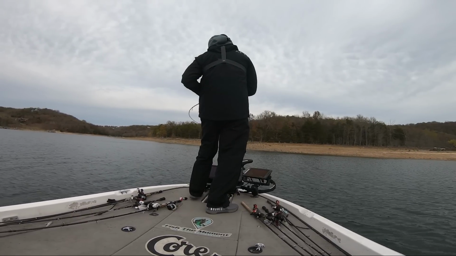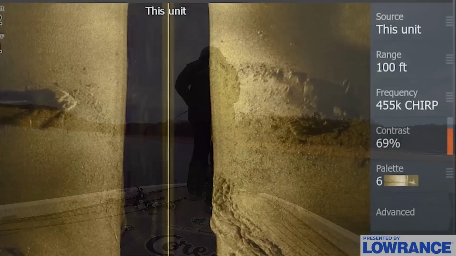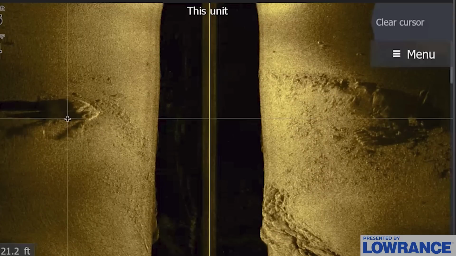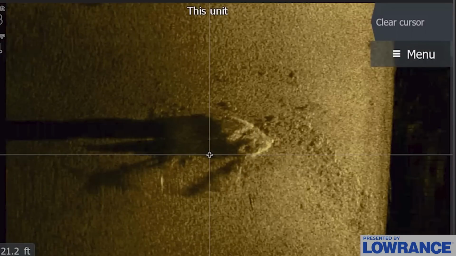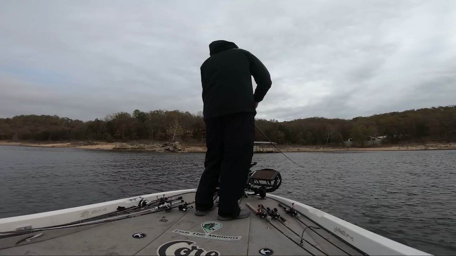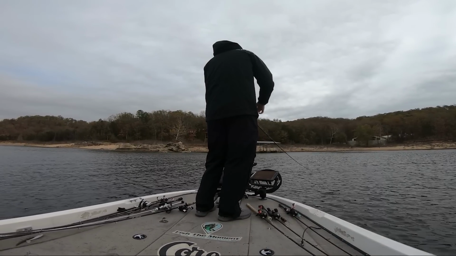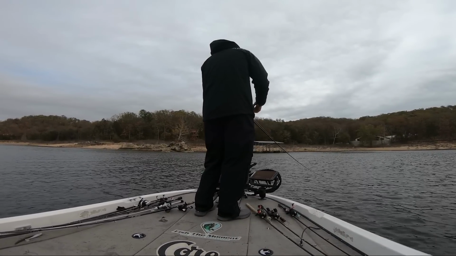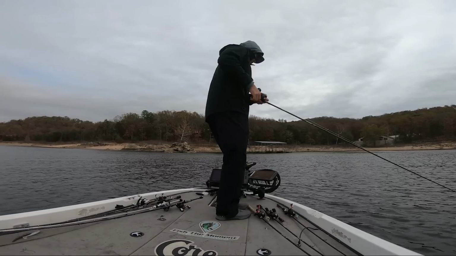I took this strategy to Beaver Lake recently when I was struggling to find a lot of shad out in the middle of the lake and started running some bigger isolated boulders in shallow water and immediately started catching some fish.